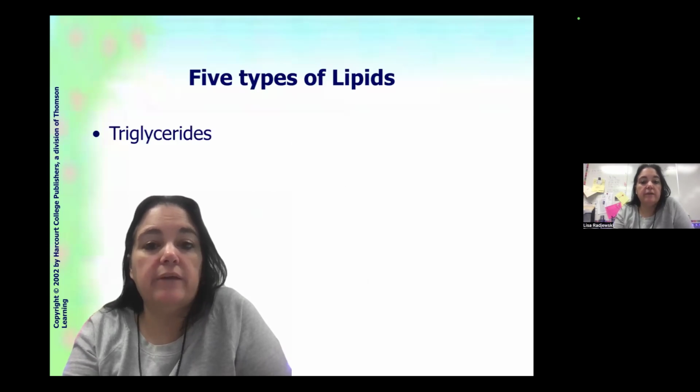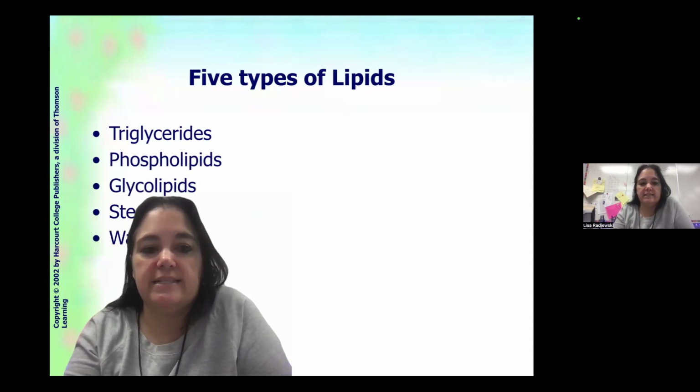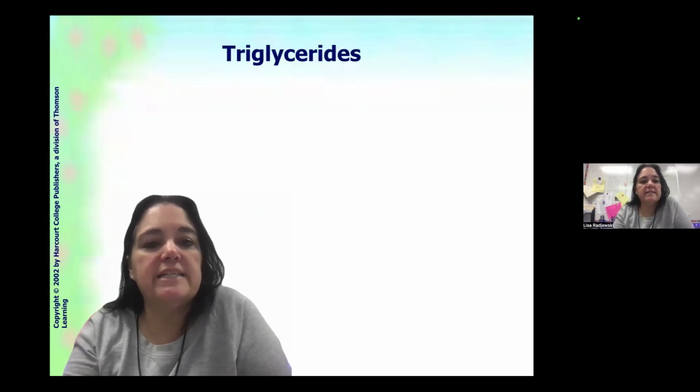There are 5 types of lipids that we're going to go through. We're going to go through the main one, which is triglycerides, phospholipids. We're going to get into glycolipids, steroids, and then waxes. All right, so first one is triglycerides.